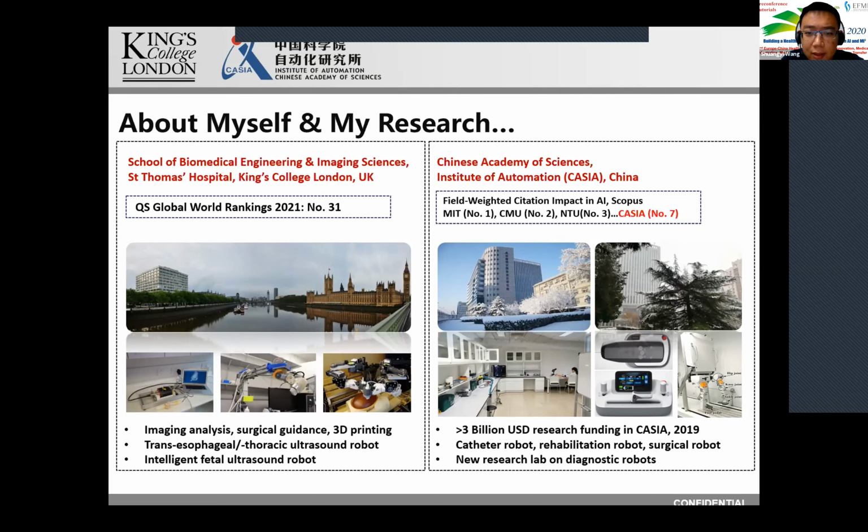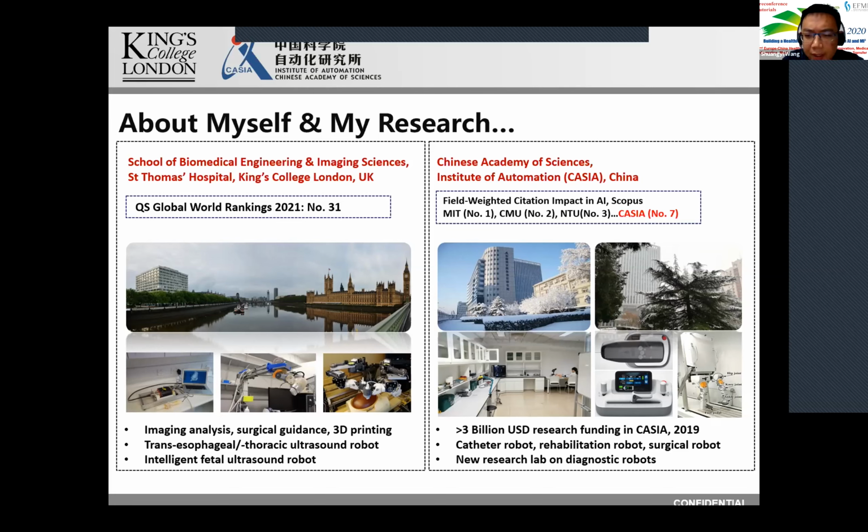I joined the Chinese Academy of Sciences. Probably you are not that familiar with this institute. In general, we are one of the institutes very dedicated to AI and robotics. According to the field-weighted citation impact in AI from Scopus, we rank number 7 in the world among top universities like MIT.